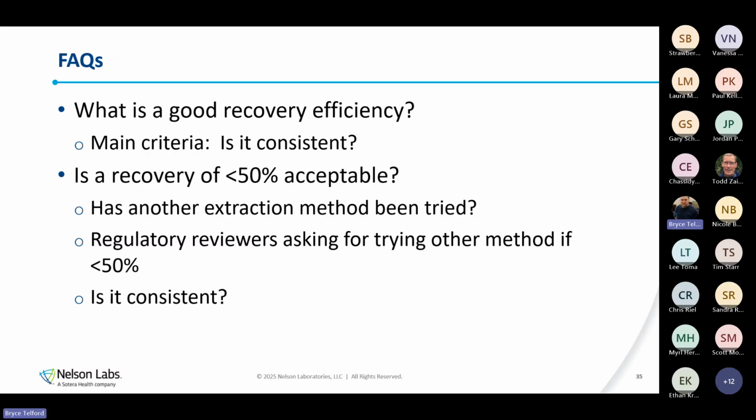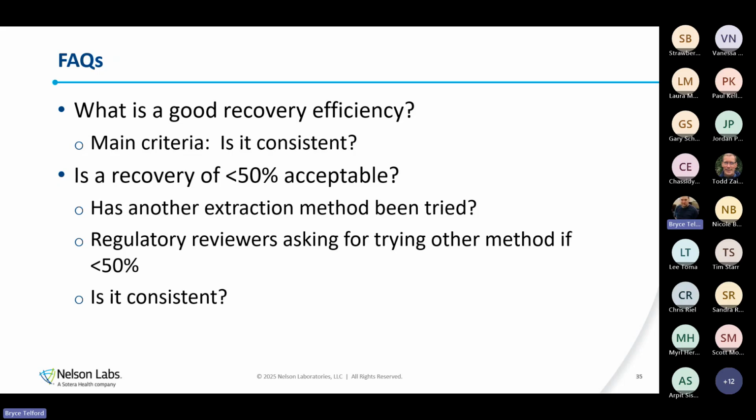So if we have a recovery efficiency of 25% and it's very consistent, generally that's probably going to be okay because we are still accounting for a fourth of our bioburden. If I have a 75% recovery efficiency and it's inconsistent, that's probably less good. It is a bit arbitrary, and that is where having a knowledgeable person involved can really matter, because it also is going to depend on our product and what we're trying to do.